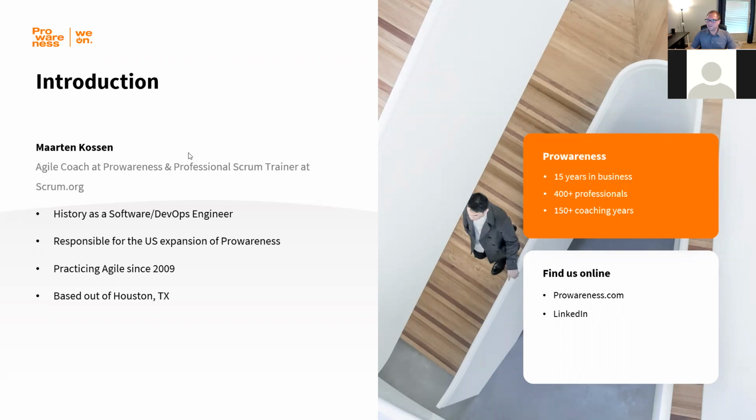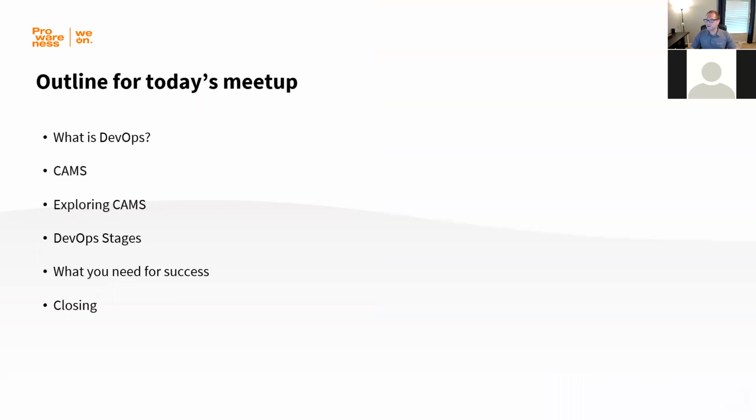Other than that, let's walk through the agenda for today's meetup, just the outline of what I was planning. So first of all, we're going to have a look at what DevOps is, a little bit of a definition, a little bit of background. Is there actually a problem we're trying to solve? Why are we doing this in the first place? Then we'll look at CAMS, which is an abbreviation I'll tell you more about once we get there. We will be exploring every letter in there, which sort of defines what DevOps is.